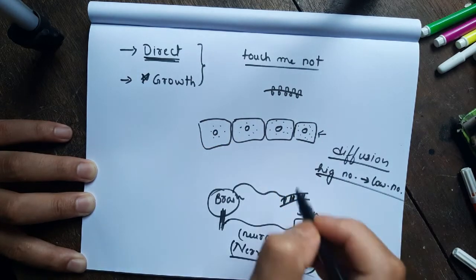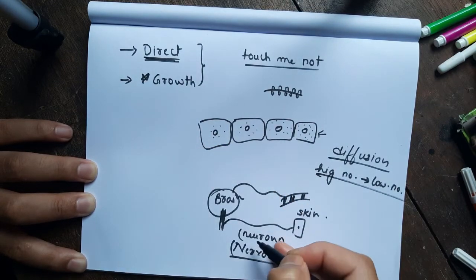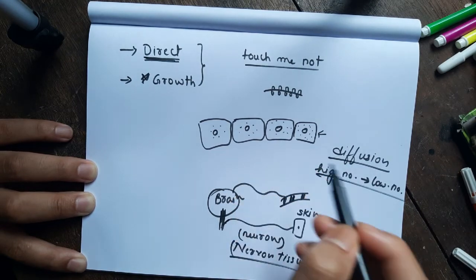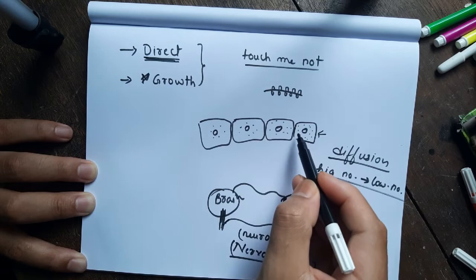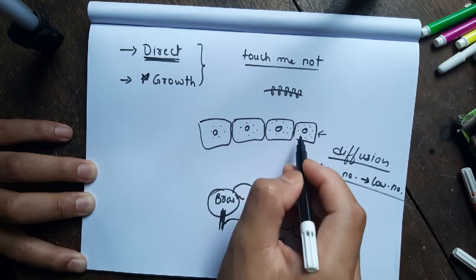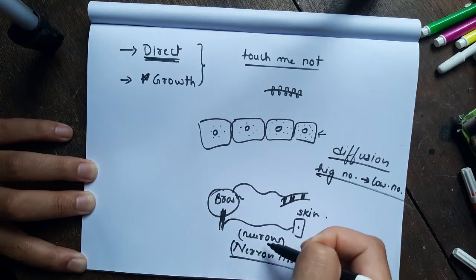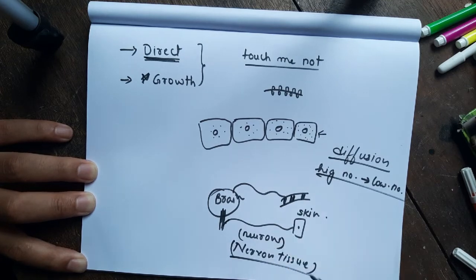Here what was moving? Electrical signal was moving and very few chemicals. Here what is moving? Only chemicals. Electricity is very fast, chemicals slow. So here the information transferred will be very slow as compared to the neurons or as compared to animals.